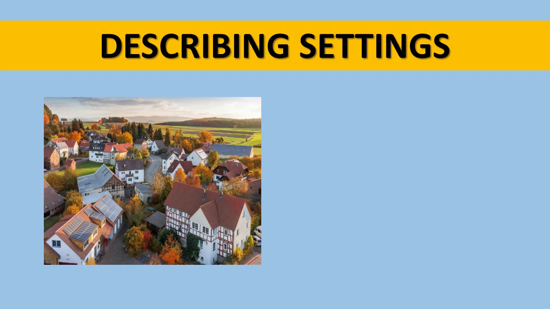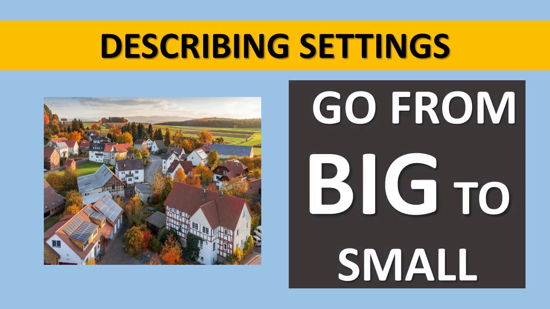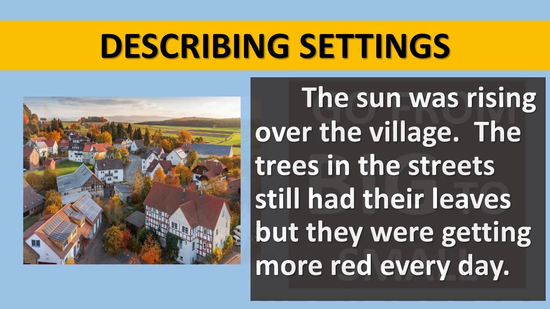So let's think about describing settings. Here you've got an image of a village, and my recommendation to you is to go from big to small. Here's an example of some bigger details that I might describe. The sun was rising over the village. The trees in the street still had their leaves, but they were getting more red every day. So in that passage, we've got some of the bigger details being described. We've got the sun, the village, and we've got trees. Big and also more obvious details being described at the beginning of my text there.